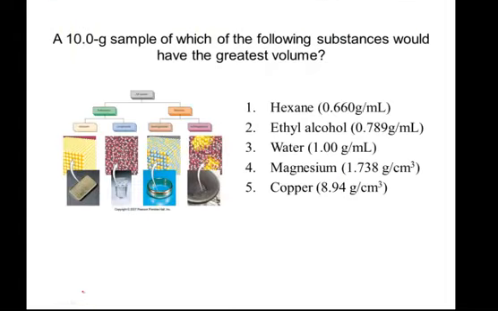Alright, in this one they want to know which one would have the greatest volume, and they have given me the densities of these substances. So I know that density is mass divided by volume. So what that tells me is that if I have a small density, that means I actually have a very large volume. So if I look through here and I find one that has a small density, this is the smallest one, which means it's probably going to have the largest volume.